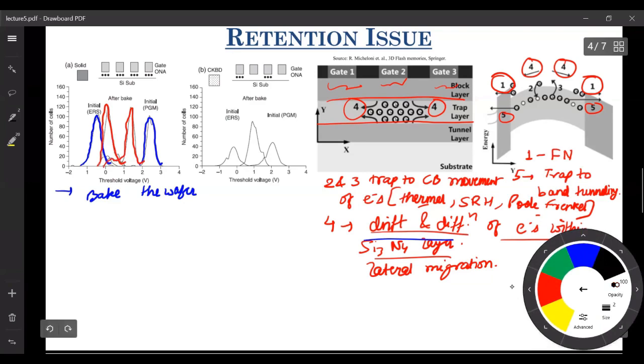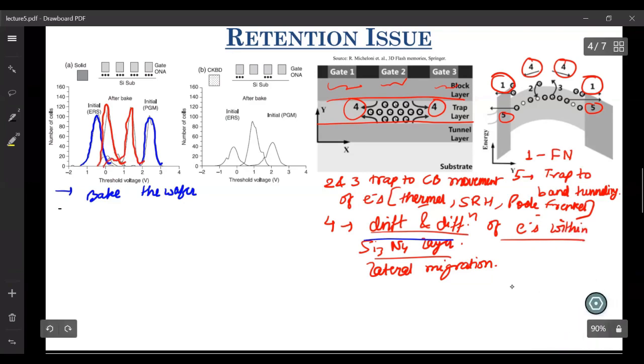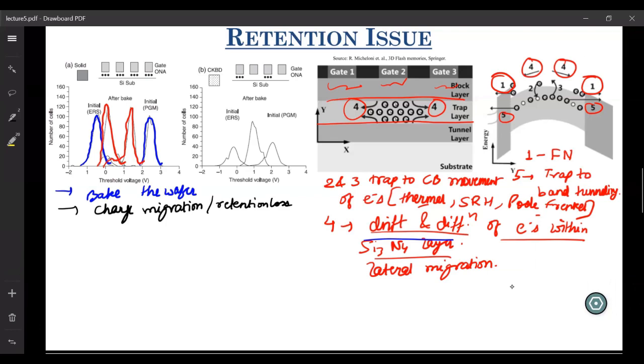So I would say that just because of this charge migration or retention loss, your reliability suffers.